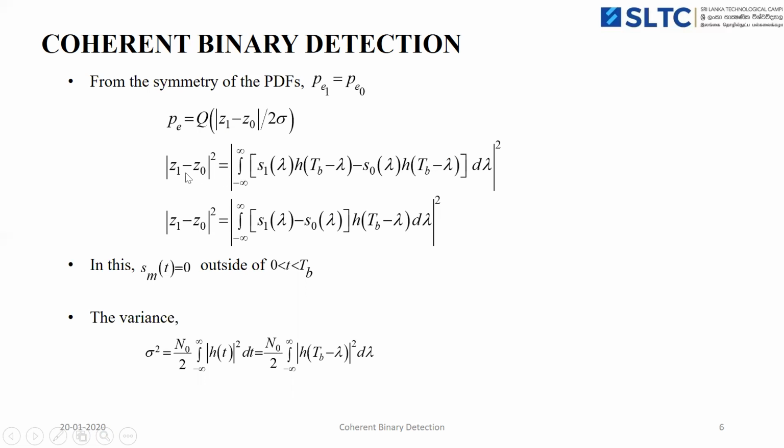We know that Z1 is the convolution of signal and channel coefficient. Similarly for Z0. Here we can see that the channel coefficient is common for both terms. Take it outside, and then Z1 minus Z0 whole squared is the difference between S1 of lambda minus S0 of lambda. And this signal term Sm of t is 0 outside this bit interval. Then the variance of the received signal is sigma squared, which is equal to N naught by 2 into the integration of the channel coefficient h.